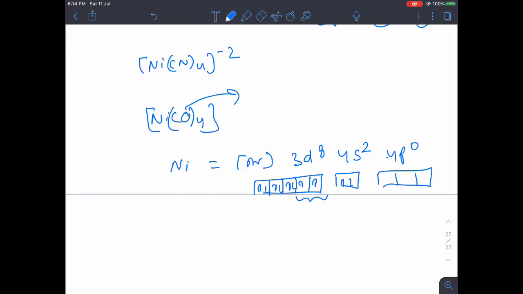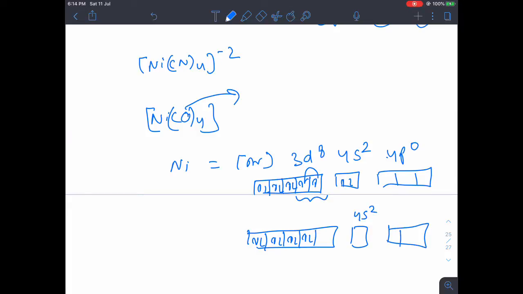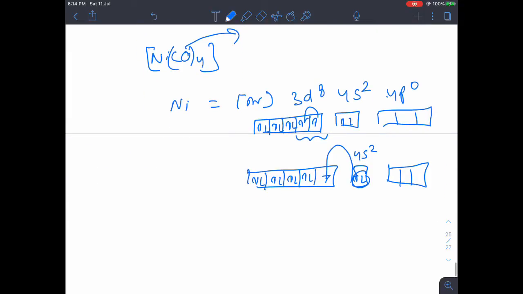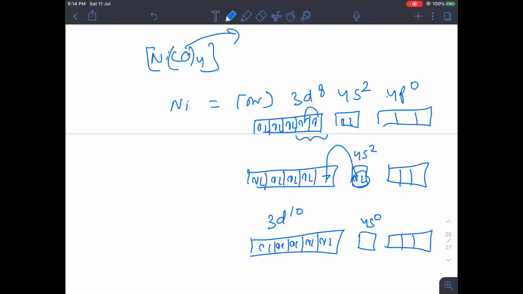Because it is a strong field ligand, it will cause pairing. So what will happen? It will pair up, and the moment it pairs up, we will get a vacant orbital here. For participating, it is very essential that the electron of s should be free, so it has to come back to the lower state. So now we got 3d10, and here we have vacancy, 4s0 and 4p also 0.